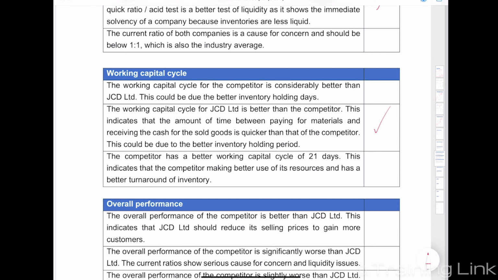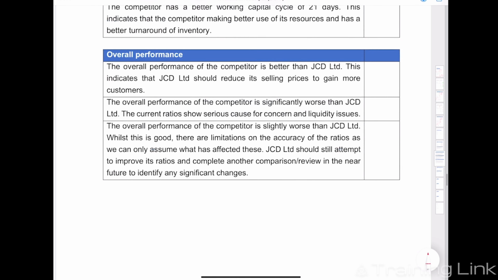Again, we will just discount the third option. The competitor has a better working capital cycle of 21 days. This indicates that the competitor is making better use of its resources and has a better turnaround of inventory. Again, we know that the working capital cycle of the competitor is worse, so that would definitely not be the correct option.